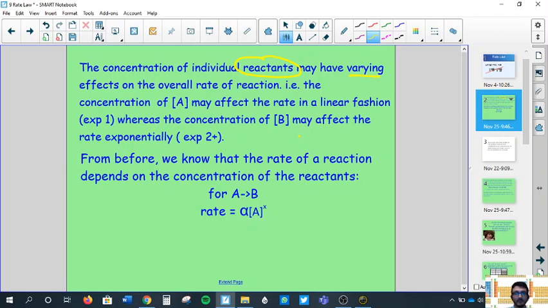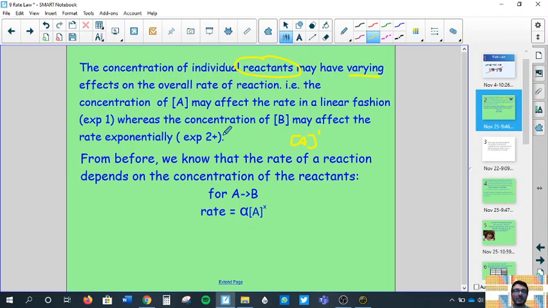The concentration of A could have an exponent 1 relationship, whereas when you change the concentration of A, it will change the overall rate of the reaction by a certain exponent. In this case, if it's linear, it would have to be 1. Or you can change it exponentially if the exponent is 2. I know it's a bit out of context, but try to follow along. We're going to get to an example that will hopefully put it together.